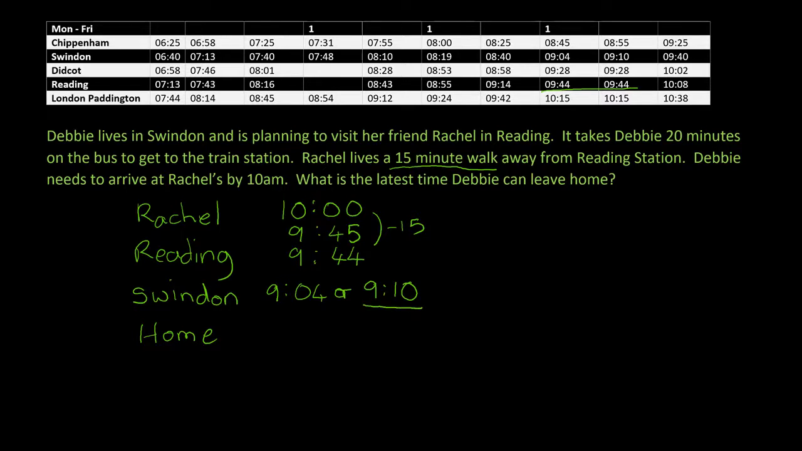It tells us that she needs 20 minutes to get to the station on the bus. So we need to take 20 minutes off there. We do that in stages. To 9 o'clock that would be 10 minutes. And then 10 minutes before that would be 8:50. So the latest she could leave home would be 8:50. If she wanted to catch the 9:04, she'd have to leave even earlier. So in terms of what they asked, which was the latest possible time, 8:50 is the latest she can leave home and catch a train and meet up with her friend on time.